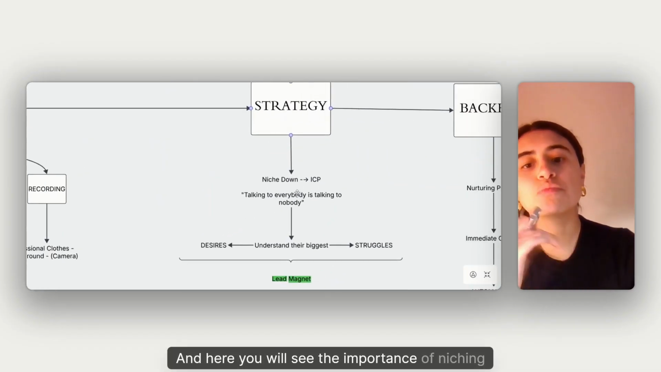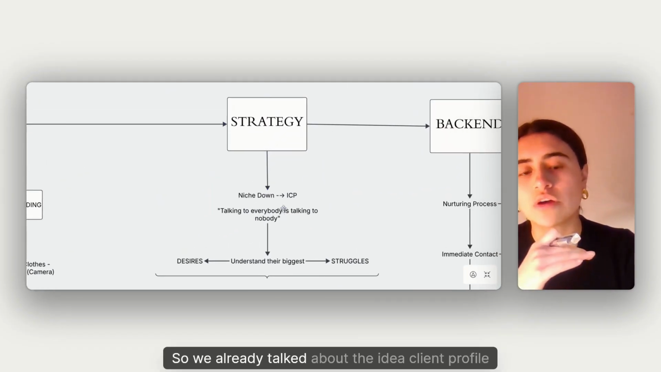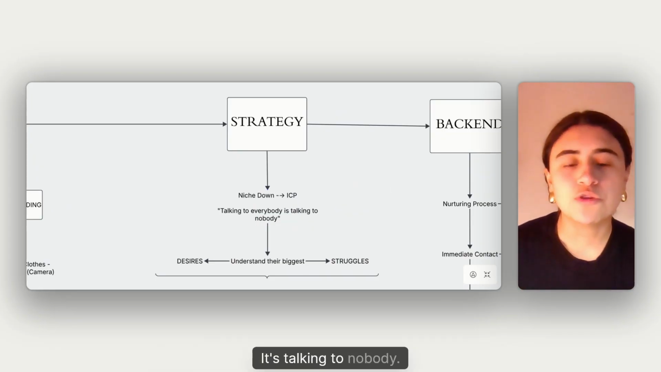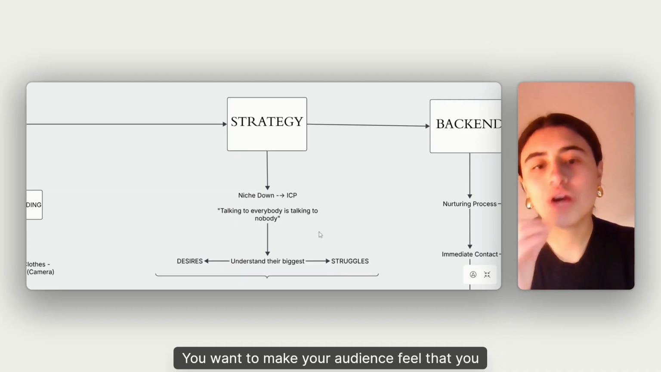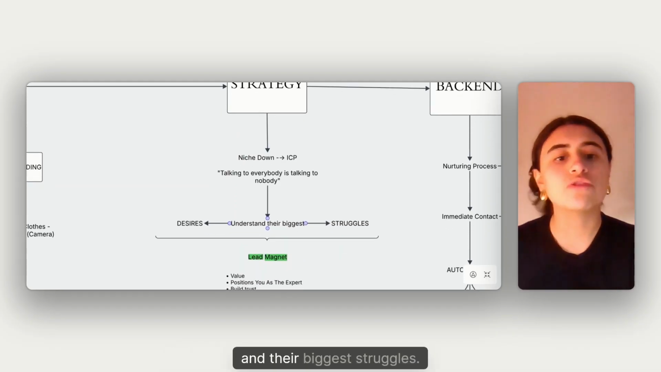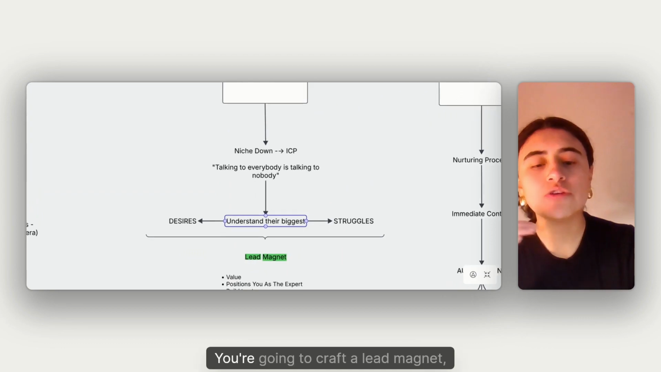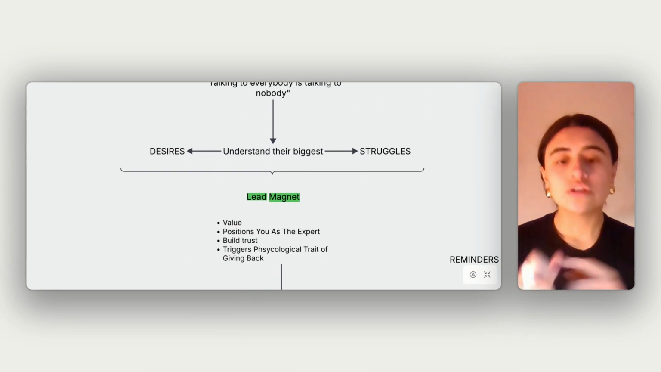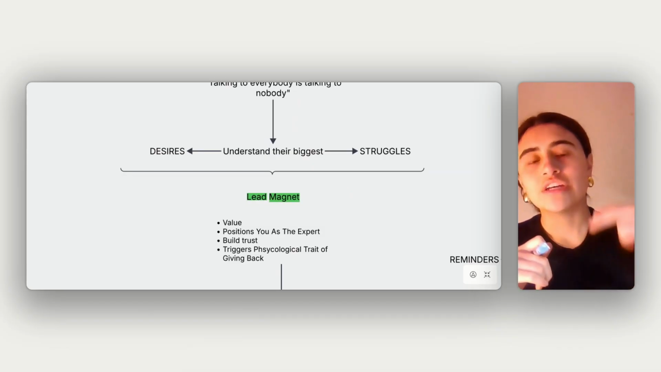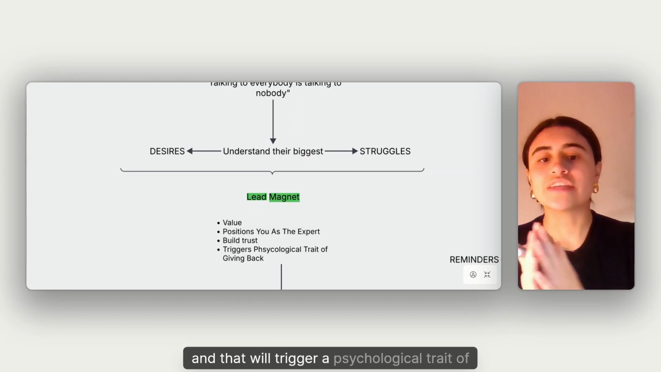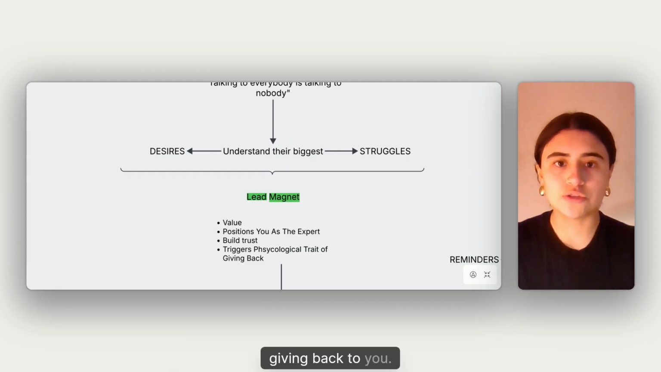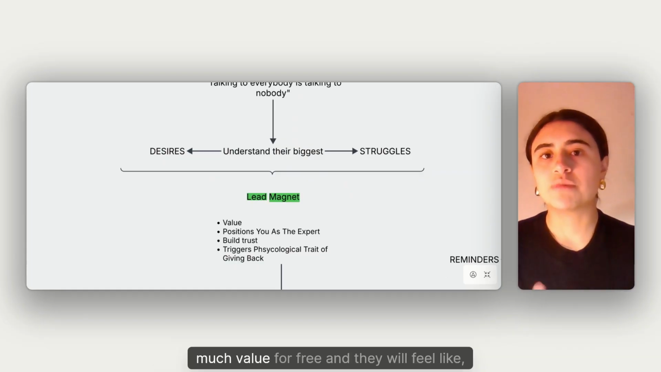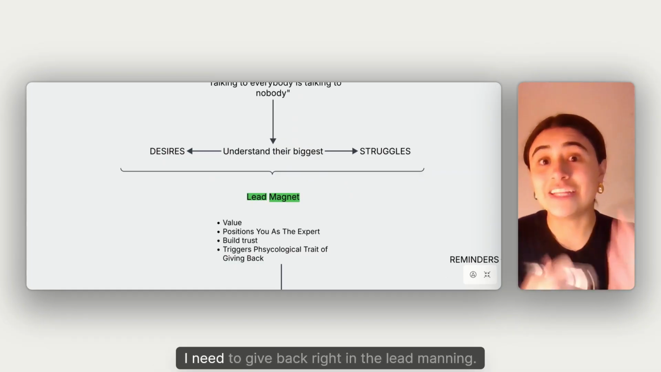The next pillar we're going to cover is number 2, which is the strategy. And here you will see the importance of niching down. We already talked about the ideal client profile. Basically, talking to everybody is talking to nobody. You want to make your audience feel that you understand their biggest desires and their biggest struggles. So how would you do this? You're going to craft a lead magnet, which basically means that you're going to provide value that will position yourself as the expert, that will build trust, and that will trigger a psychological trait of giving back to you. There's a bias where people see that you're giving them so much value for free, and they feel like, I need to give back, right?